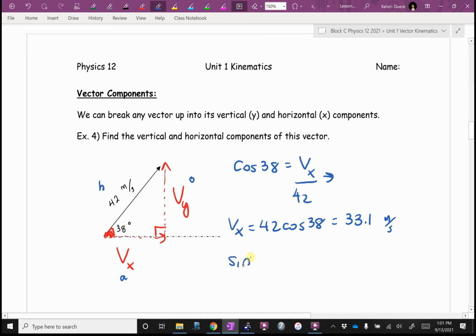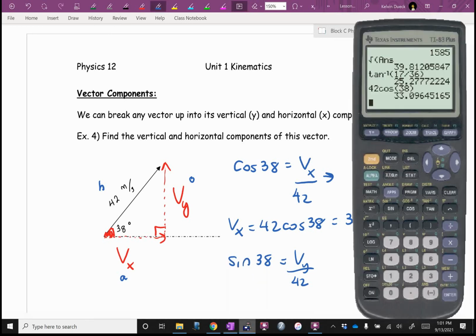Sine, what always goes next to the angle? Sorry, the trig function, the angle, Vy over 42. This looks identical to cos, except just a sine sitting there. How will I get the Vy by itself? I'm so lazy, I'm actually just going to backspace on my calculator, if I have a good calculator, and change the cos to a sine. And I get 25.9.